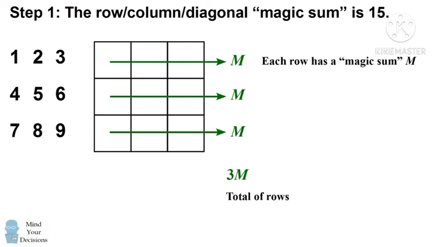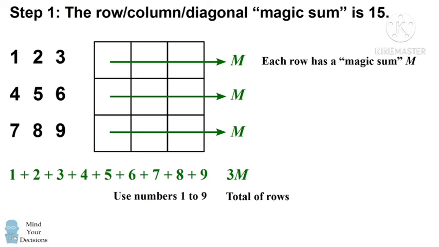But there is another way that we could sum up the 3 rows. We know that the 3 rows contain the numbers 1 through 9 used exactly once. So all of the 9 elements have to sum to the numbers 1 through 9. So we have the sum of the numbers 1 through 9 equal to 3m, which means 45 equals 3m, and so m equals 15. So if a magic square exists, it needs to have a magic sum of 15.